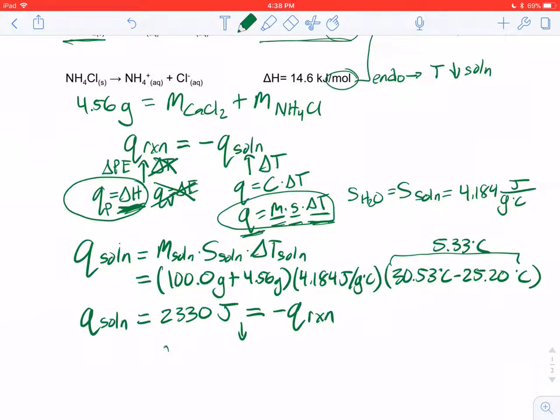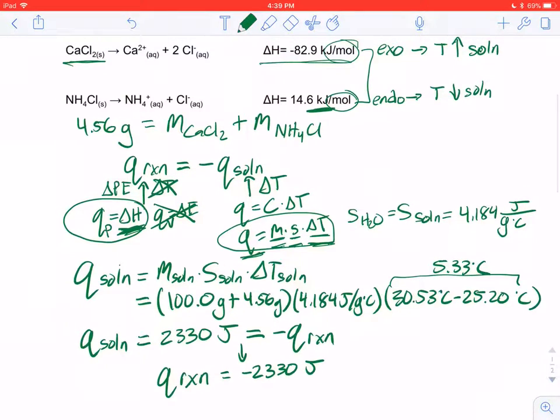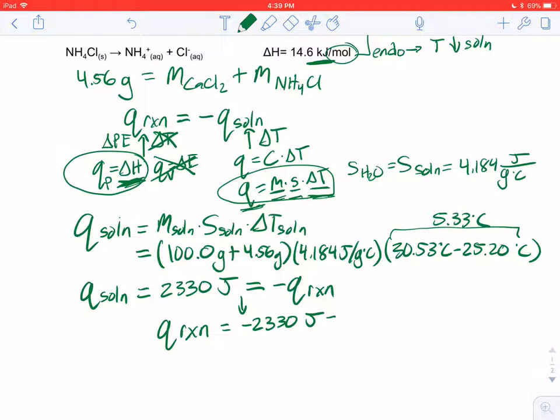So that would tell us the amount of heat lost by our reaction is negative 2,330 joules. Now, if we go back up here, we see our units. So we have to pay attention to our units. Our units for heat here for our enthalpies is kilojoules. So before we mess that up, let's go ahead and convert that to kilojoules. So we divide by 1,000, we get negative 2.330 kilojoules is equal to our reaction heat.